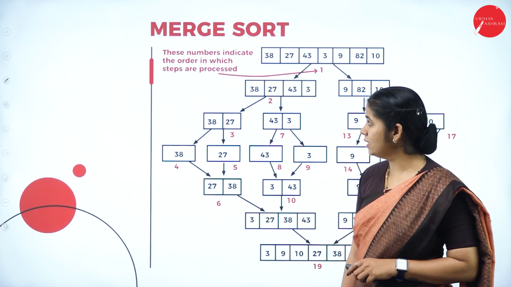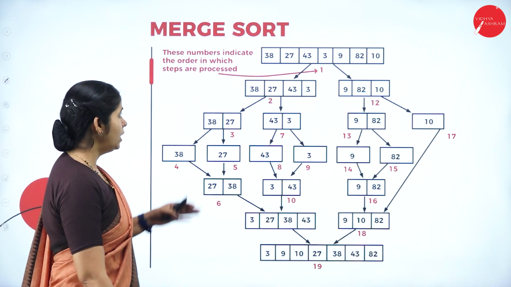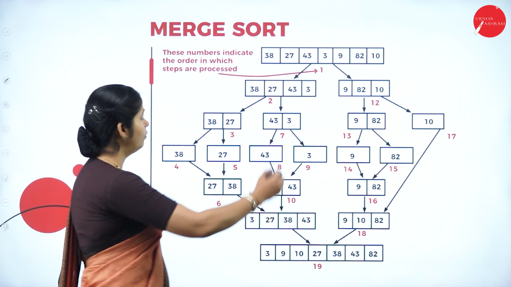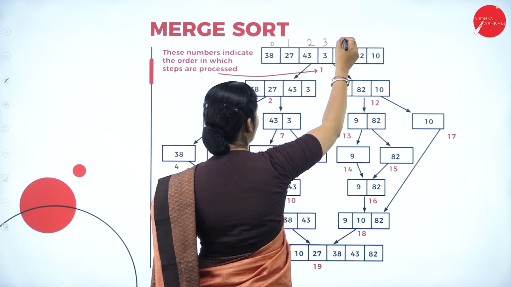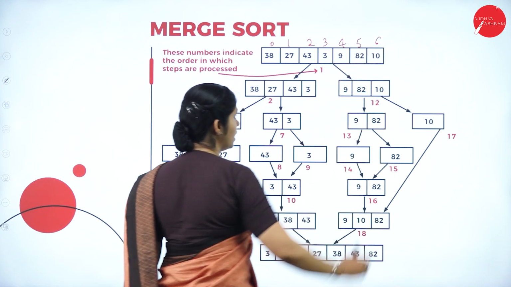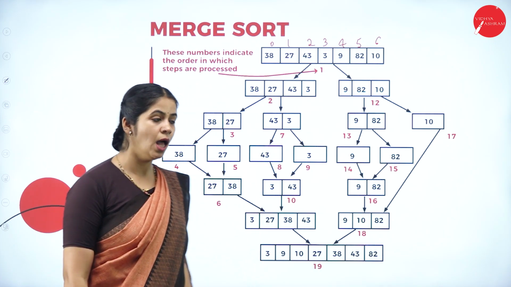Fine. Let us see this example of how merge sort is exactly going to work. Here we have taken one array with the index values 0, 1, 2, 3, 4, 5 and 6. Right? How many elements are there in the array? 7 elements are there in the array.